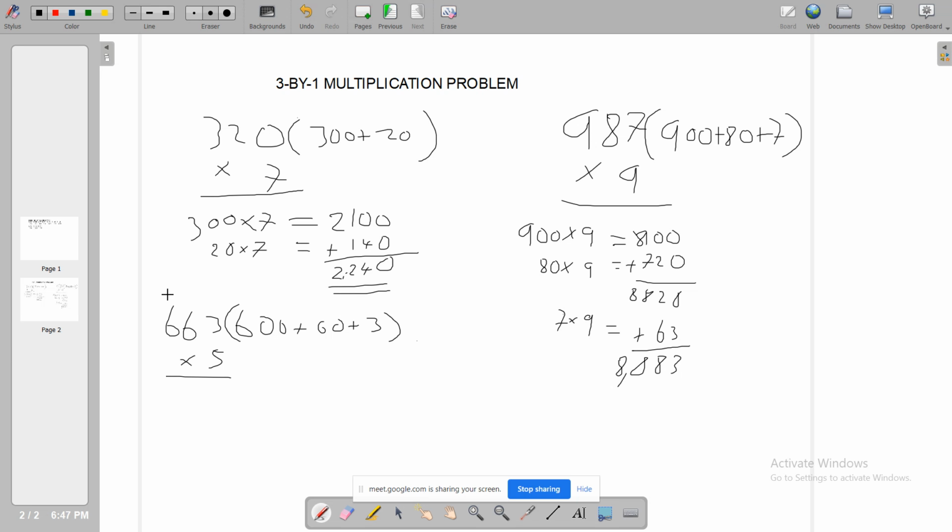So now you go down, then you write 600 times 5. So to break this one down, you have to calculate maybe 5 times 6 or 6 times 5. So 5 times 6 is what? The answer is 30.